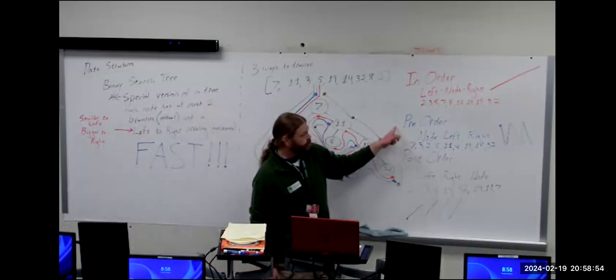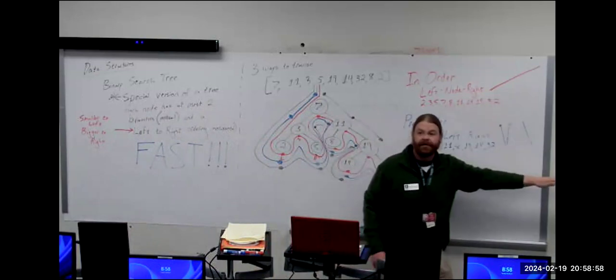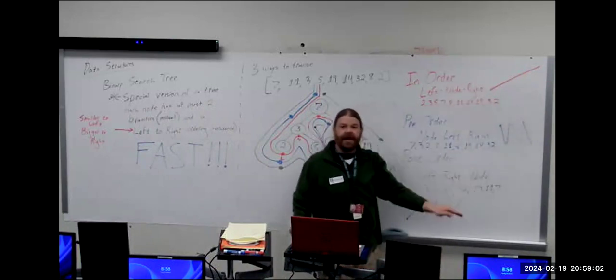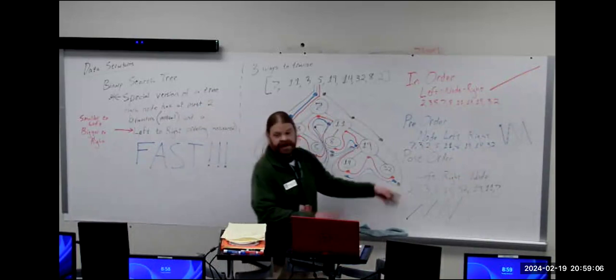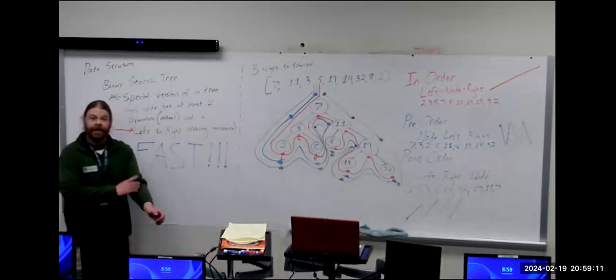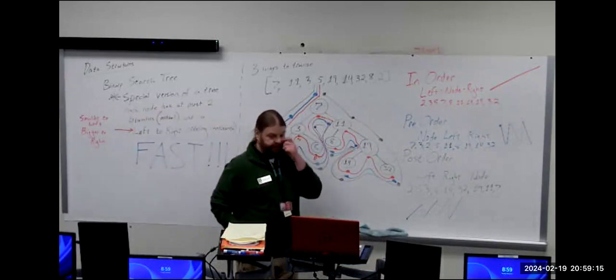But pre-order gives us a way to traverse the list where we start at a high value, walk down, then jump up to a high value and come back down. Up to a high value, come back down, and it's like a wave going through there. And then post-order kind of flips the order and we go the other way. We start at a low value and then we go up. Start at a low value, go up, low value and go up.